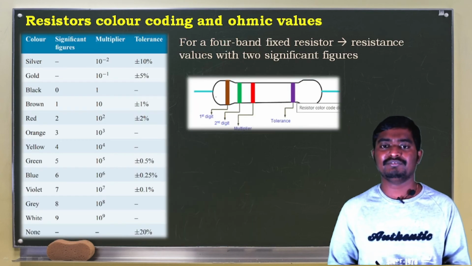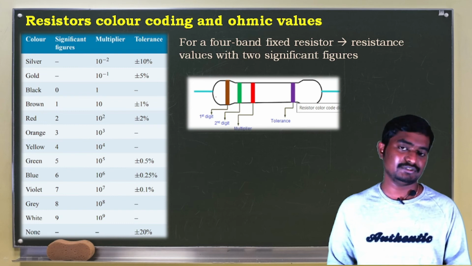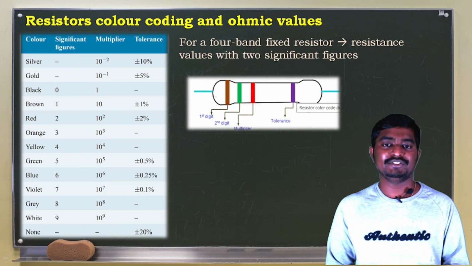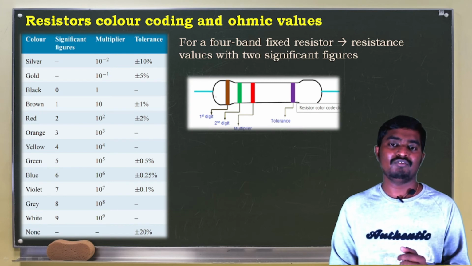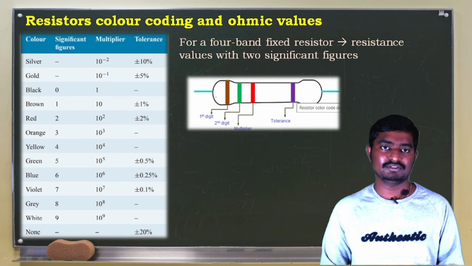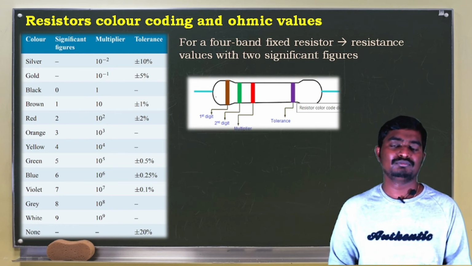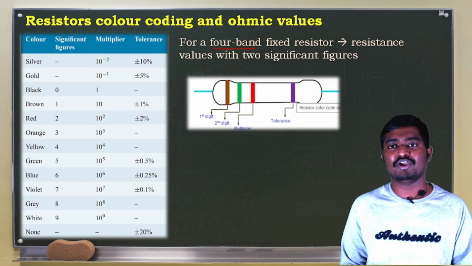In day-to-day life, how do we calculate the value of resistance by seeing a resistor? There are two ways to calculate the value of resistance. One is based on the color coding which appears on the resistor, and the second is based on the alphanumerics which are written on the resistor. First we will see color coding. There are two types of color coding methods: one is the 4-band method and another one is the 5-band method.